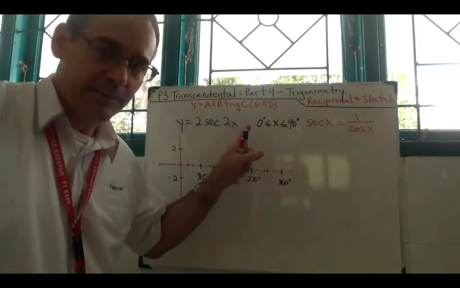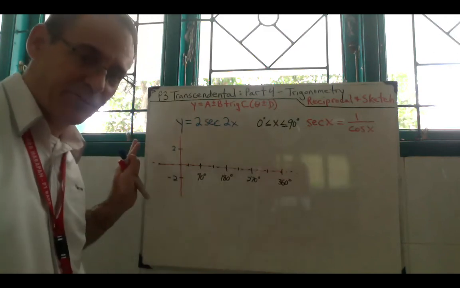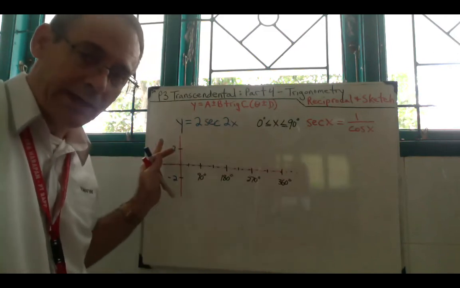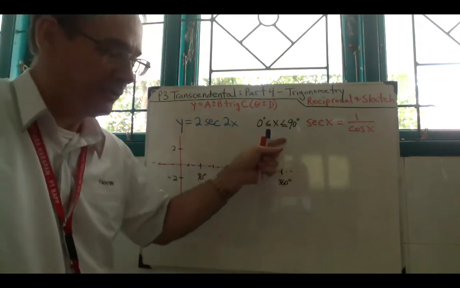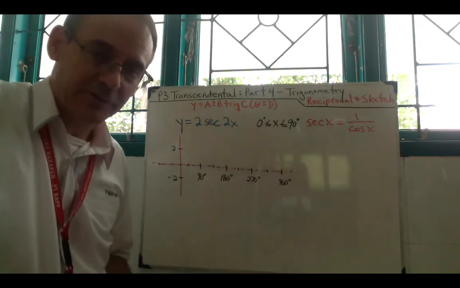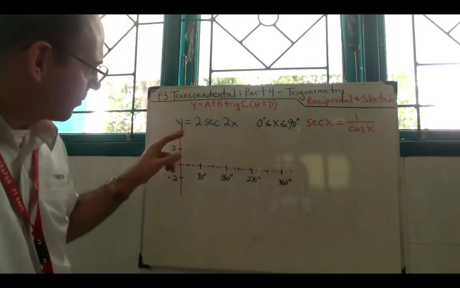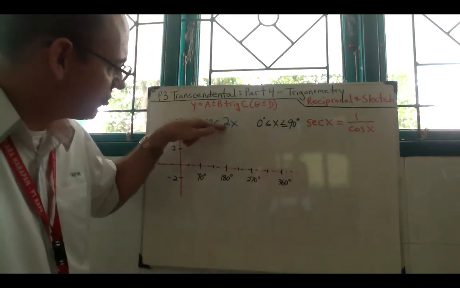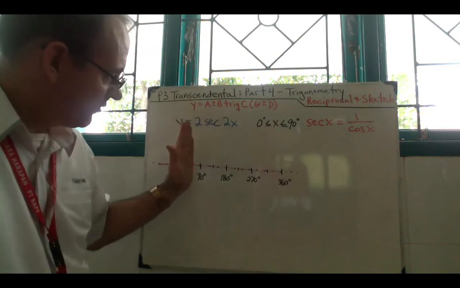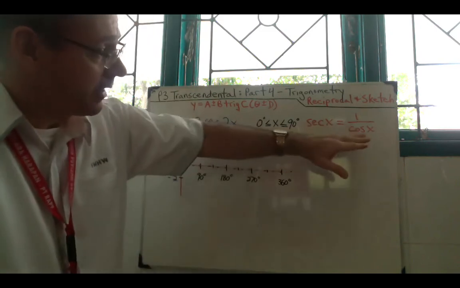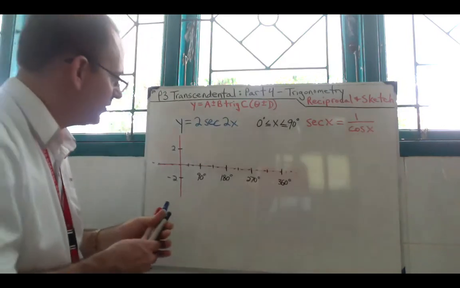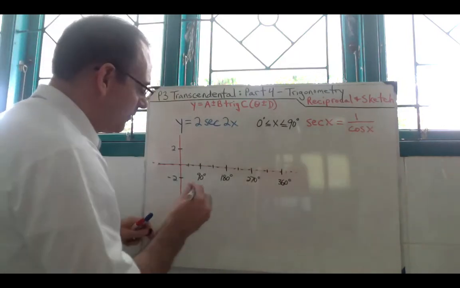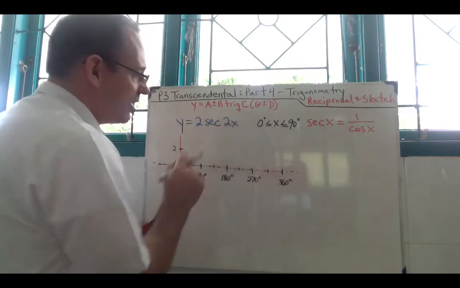I don't worry about the domain until I've graphed what I'm used to graphing. Then you can go back and erase everything else except for your domain. So there need to be 2 cycles between 0 and 360, and it's a reciprocal of the cosine. So I'm just going to show a cosine graph, and I need to do 2 cycles.